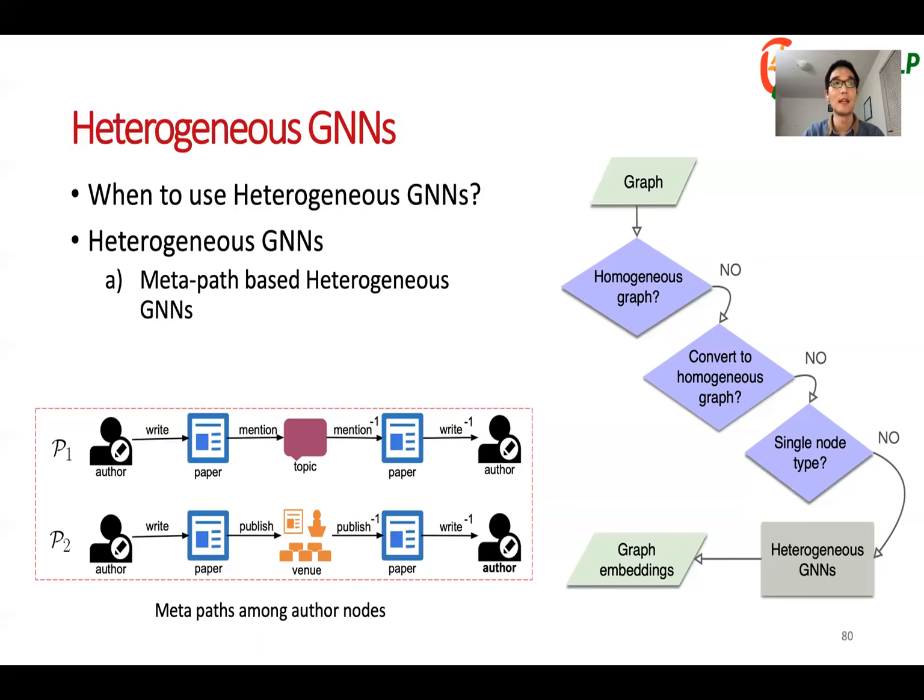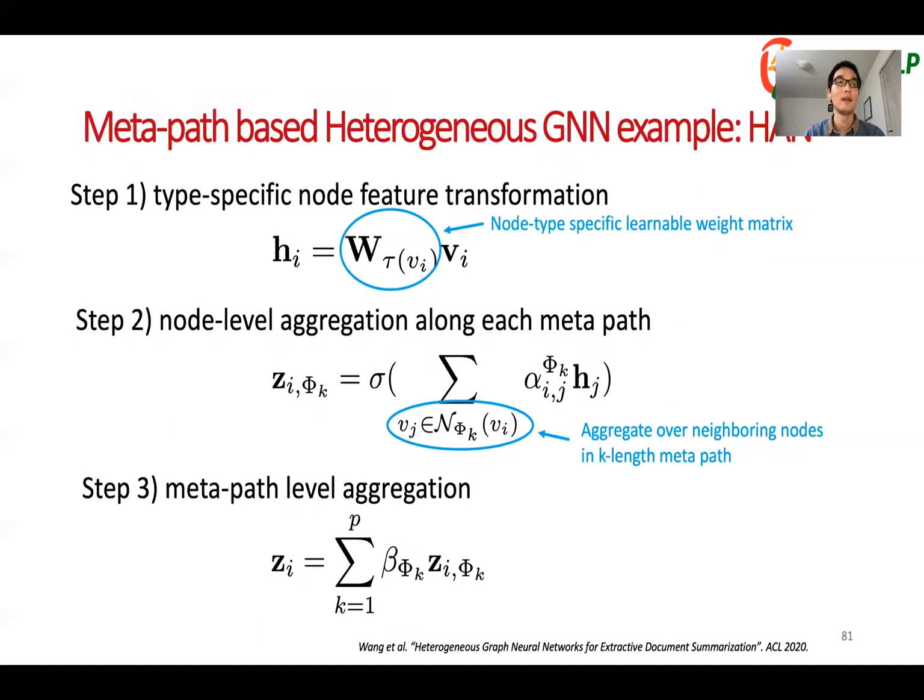Below are three key steps of meta-path-based heterogeneous GNNs. The first step is to apply type-specific node feature transformations. The second step is to do node-level aggregation along each meta-path. And the third step is to do meta-path level aggregation.